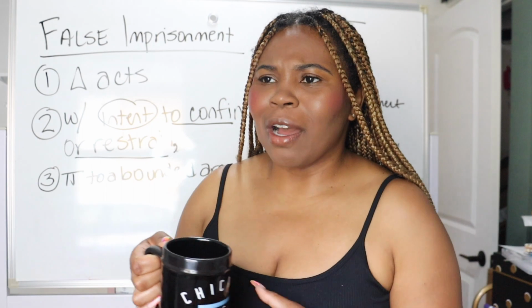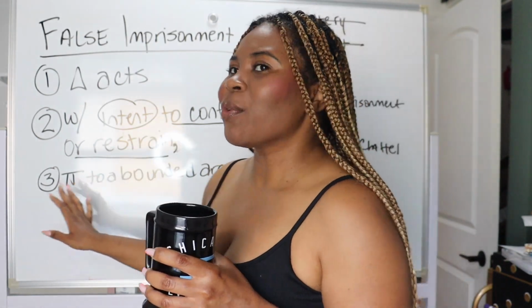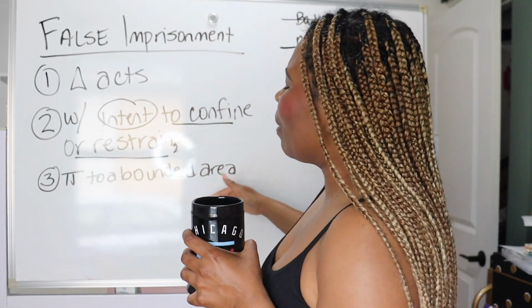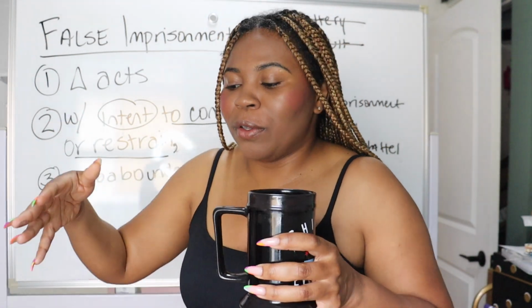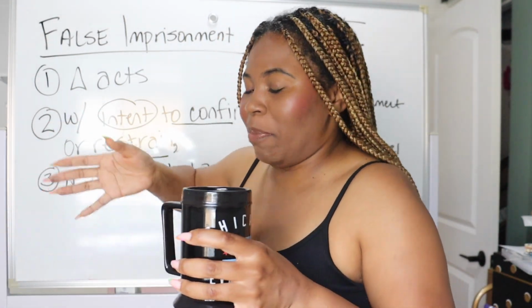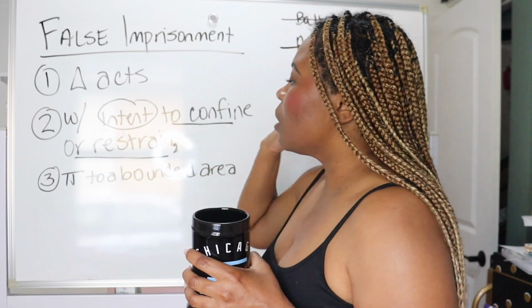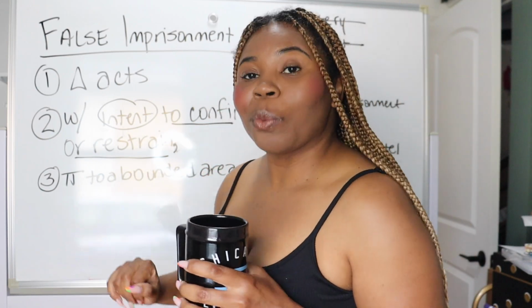Now, you may think it's pretty obvious that if you're being confined or restrained, then duh, it's to a bounded area, right? If I hog tie you, then you're confined to the space of your body. You can't move. That seems like a no-brainer. So why do we treat that like it's two separate elements? That's because it's important when you're evaluating false imprisonment on your exams and in real life.